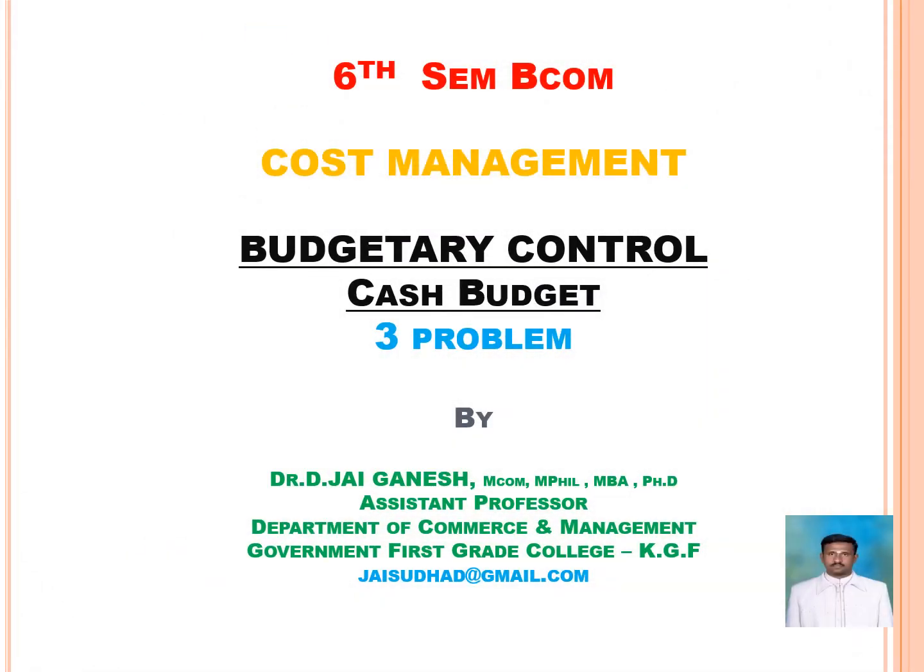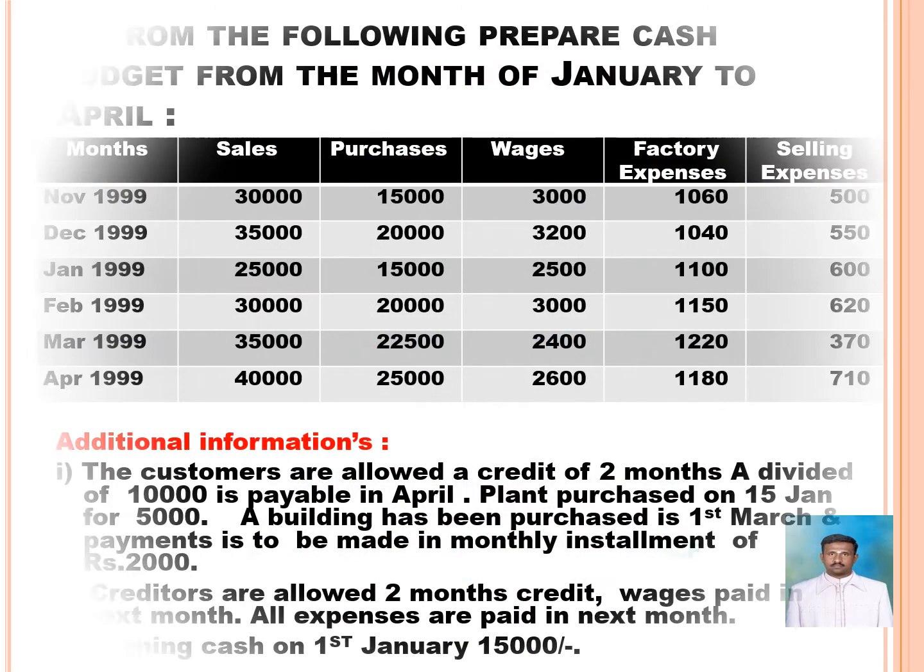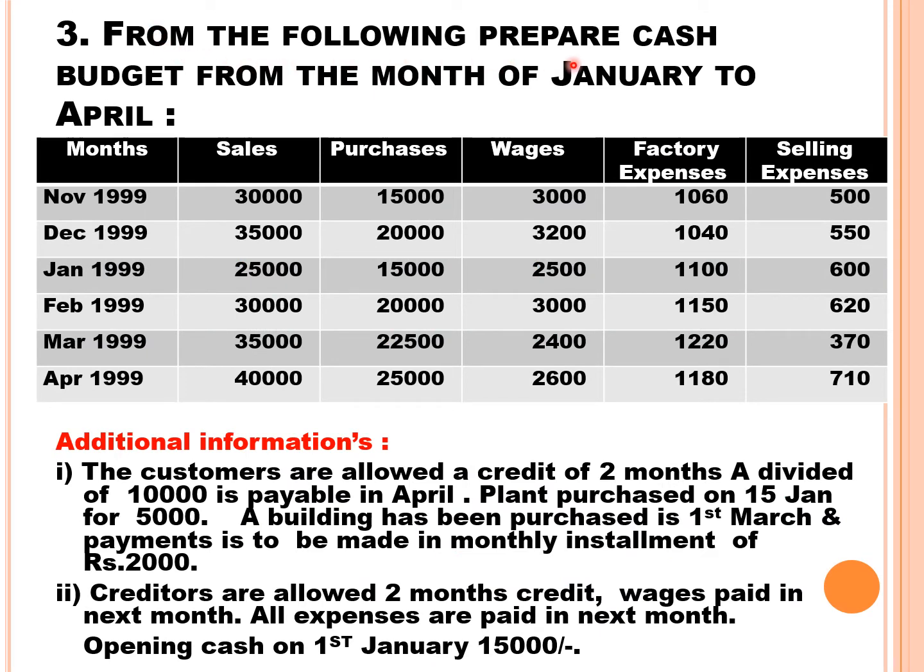Well, students, let us solve the third problem in case of cash budget. From the following, prepare cash budget for the month of January to April. So you need to prepare the cash budget from Jan to April, that is for 4 months: Jan, Feb, March, April. So you need to prepare a budget only for 4 months. But we have details from November itself, so we have months from November to April.